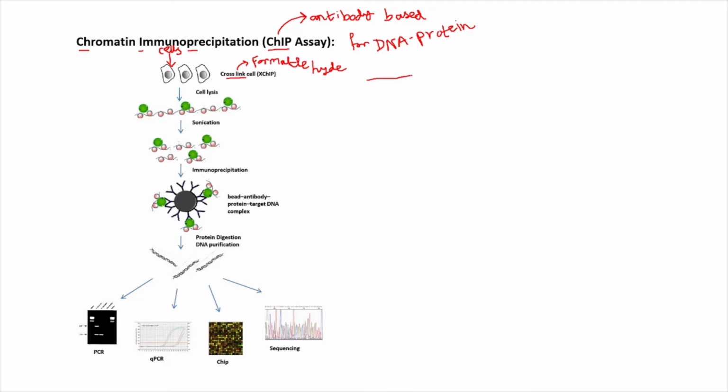Suppose this is the sequence of DNA that you have, and this is the protein of interest. You are required to bind this protein of interest to this sequence of DNA with the use of formaldehyde. So you cross-link the protein of interest to the sequences of the DNA with the help of this reagent formaldehyde, and then you perform cell lysis. Then you lyse the cells.